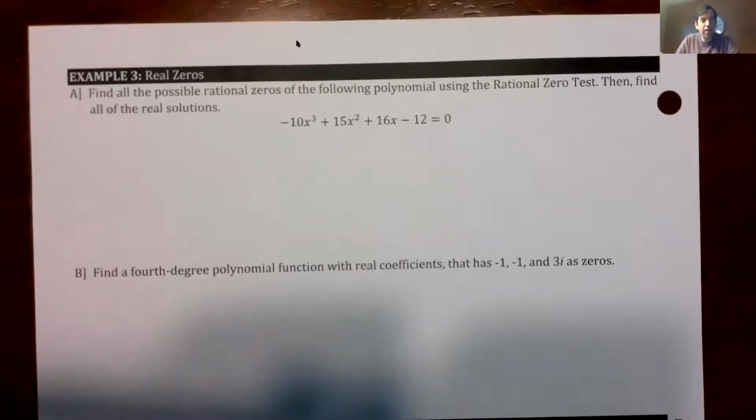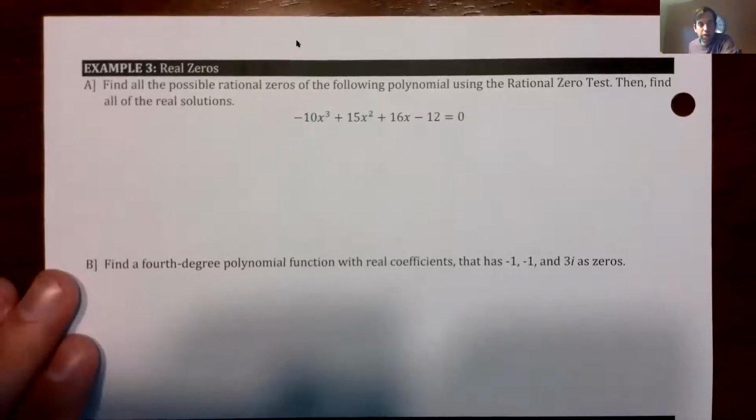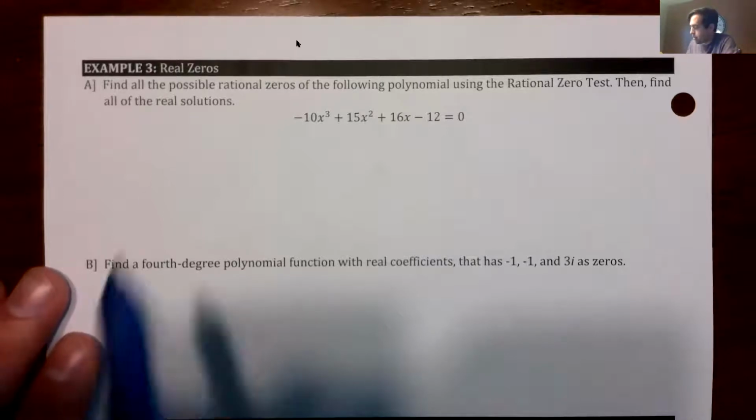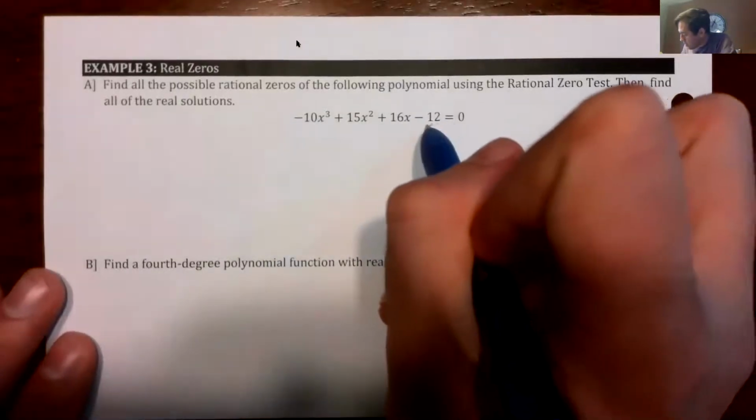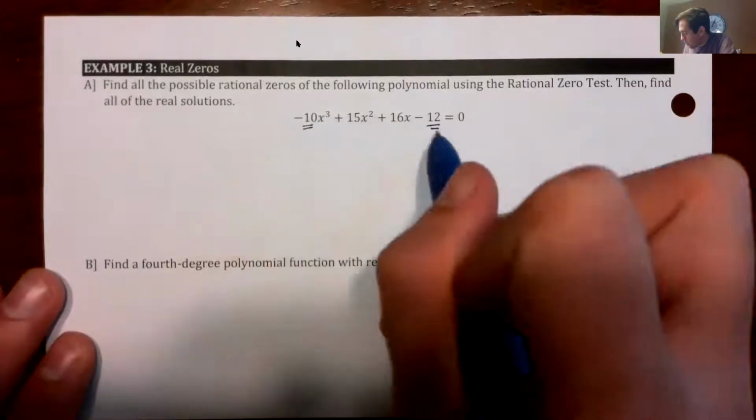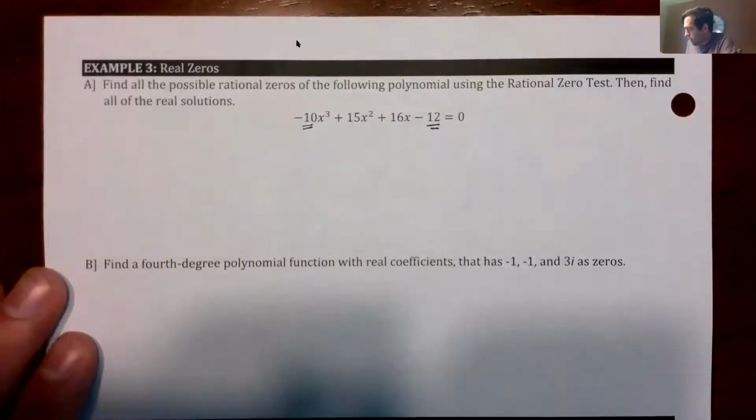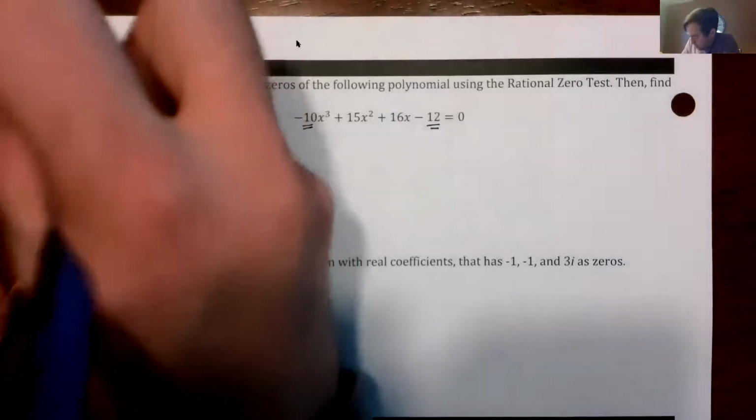We are going to find all the possible rational zeros of the following polynomial using the rational zero test. Then find all of the real solutions. All right, this question is a beast, but let's try it. So first thing we're going to do is exactly what we were doing in example 2. We're going to find all the possible rational zeros using the rational zero test. So in this question, our polynomial is set equal to 0, but we can clearly see that we have a leading coefficient and a constant that have a couple factors.